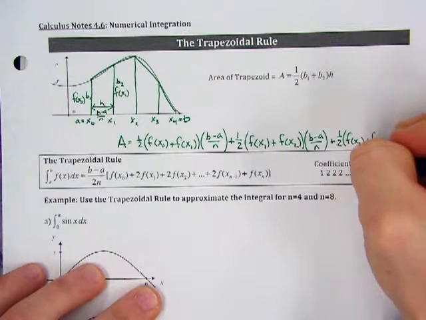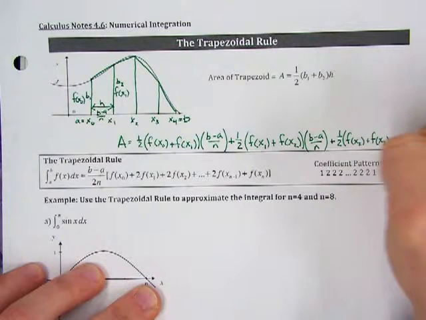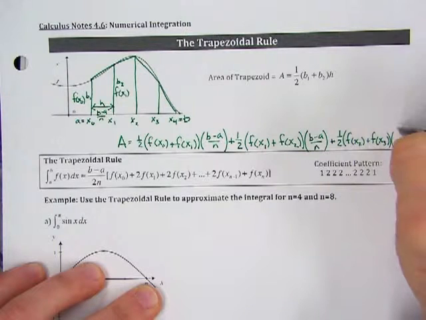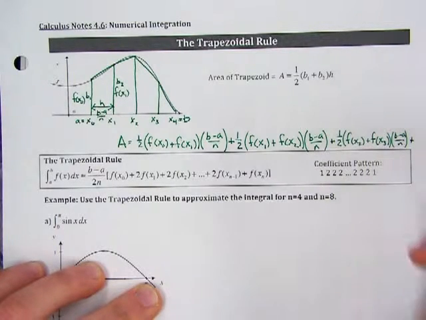Why don't we just put the 1/2 out front? In the very next second we're going to make it easier. Oh man, and we have one more. So this is a really long thing.